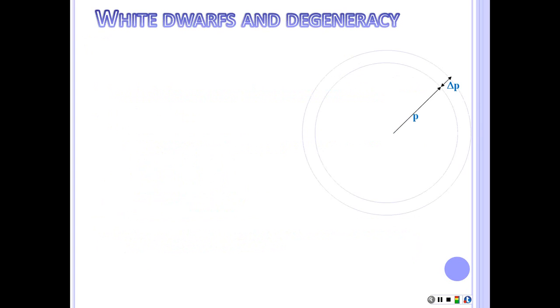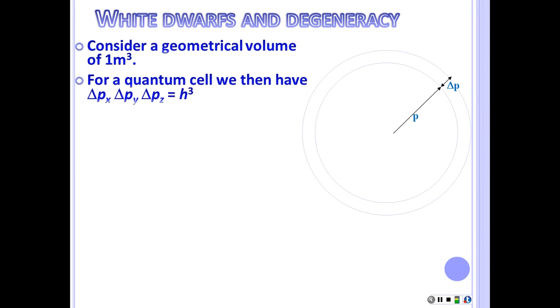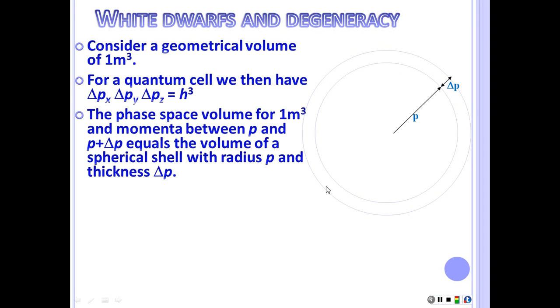So here I'm trying to demonstrate what this means in reality for being able to calculate the size of the cell and how compact they can be. If we consider a geometrical volume of 1 meter cubed, we've got rid of our deltas in space and we just have our momentum, and that has to equal h cubed. I've drawn this as a phase space, so I've got a volume of 1 meter cubed, and within it you've got particles that can have momentum between p and p plus delta p. And so you have this momentum space in which they can exist in this delta p.